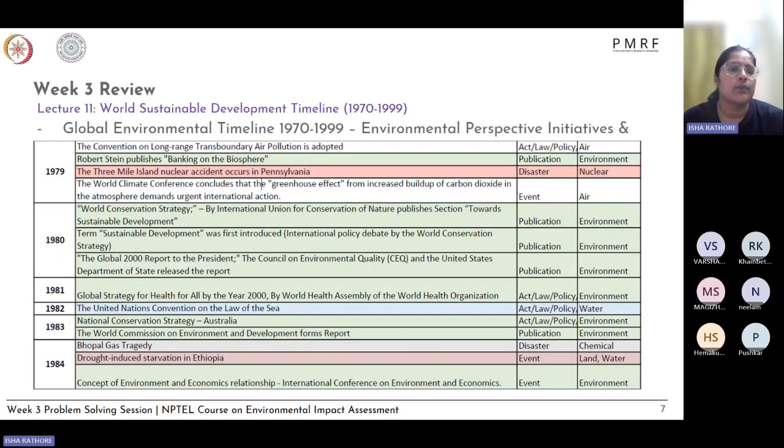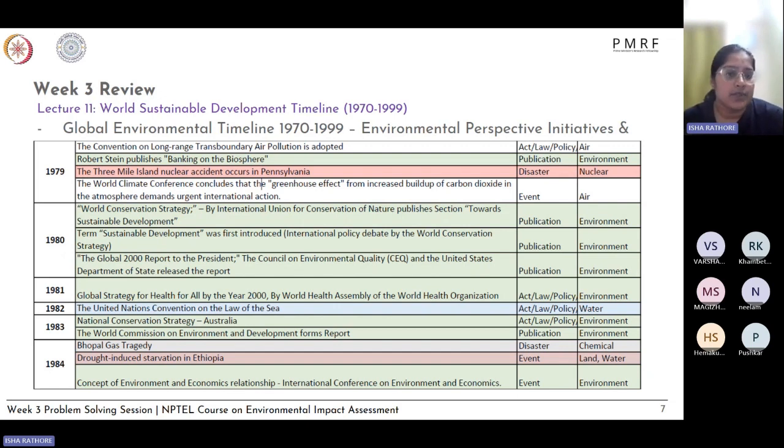Then 1979, we had the Convention on Long Range Transboundary Air Pollution. We had Robert Stein publish this book on banking on the biosphere. We had the Three Mile Island nuclear accident which occurred in Pennsylvania. So again, this led to an increase of awareness towards the impacts and risks of having nuclear energy as another form of non-renewable energy.